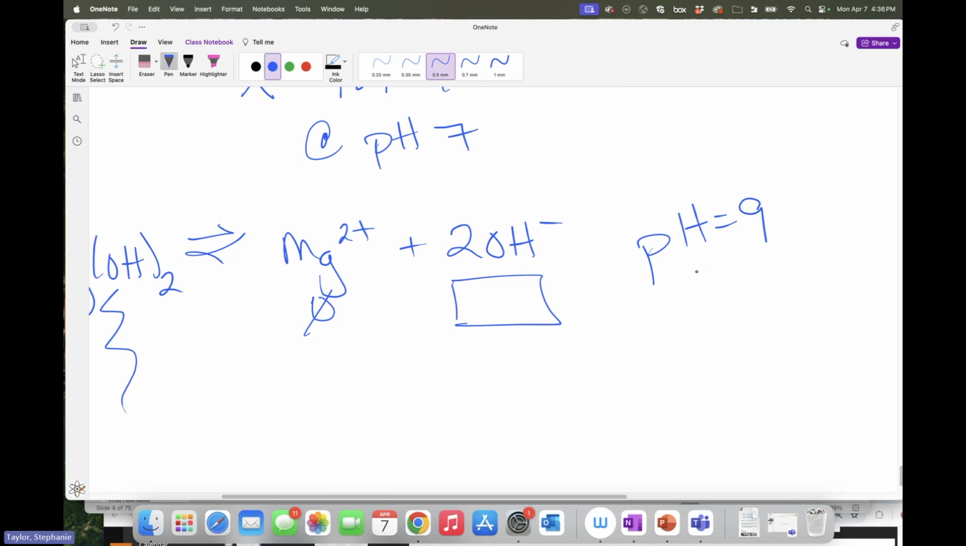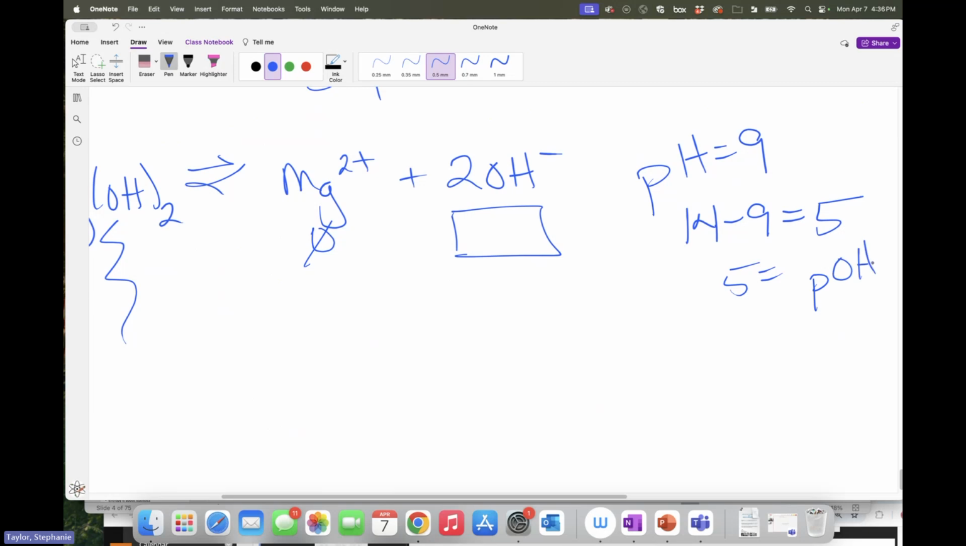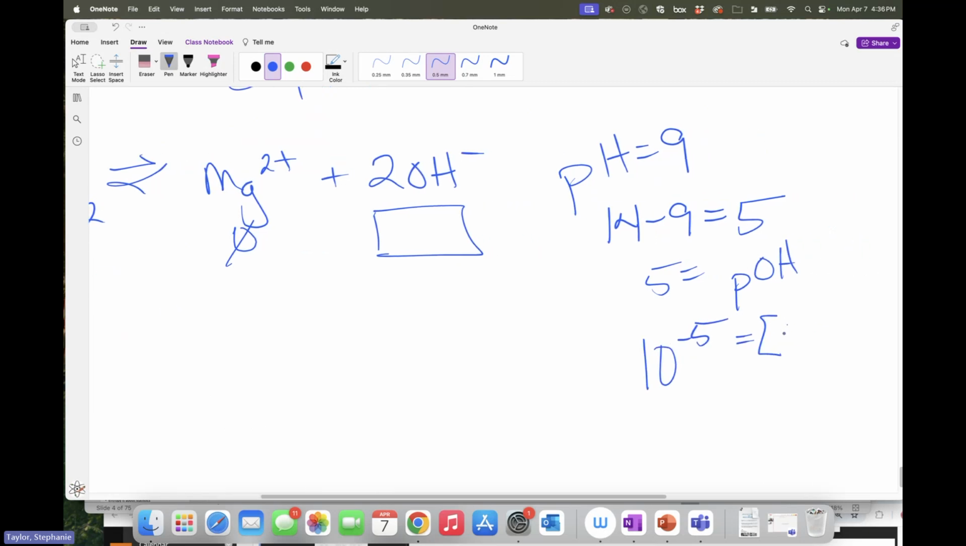There are a couple of different ways to solve for hydroxide from here. I'm going to go ahead and use that 14 minus to get pOH. Gives me 5. So 5 is equal to my pOH. So 10 to the negative 5 is equal to my hydroxide concentration.